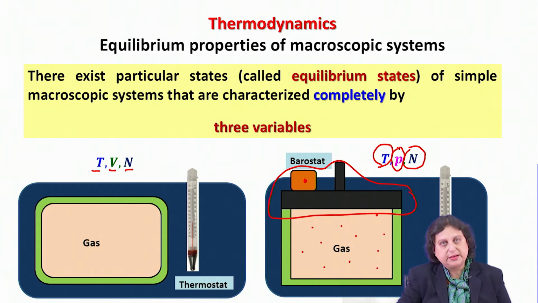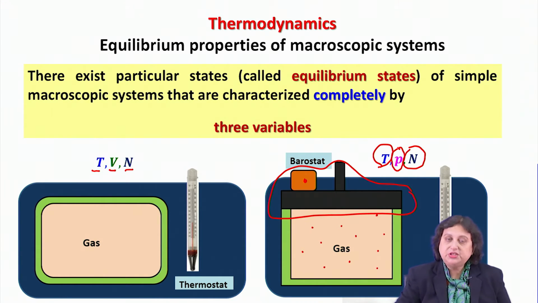And therefore, it is very clear that what we are dealing with in thermodynamics is essentially a multivariate system. So any thermodynamic property of any of these systems will be dependent on the three variables which define its state. So that is the basic understanding in thermodynamics.